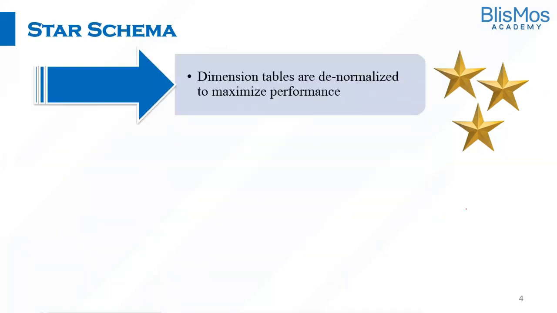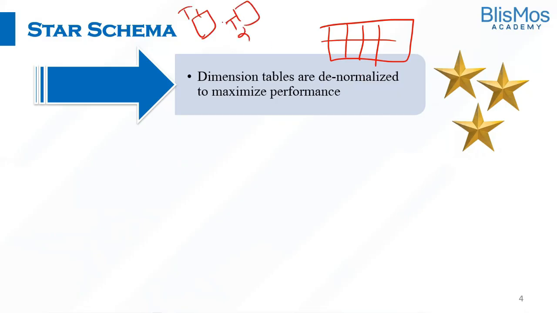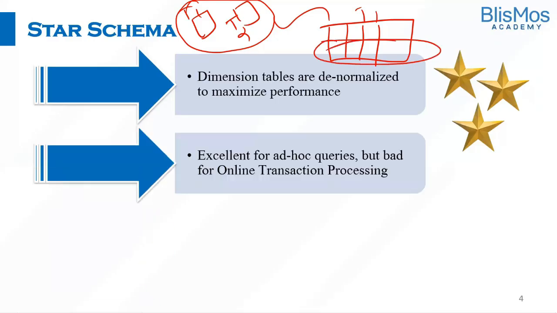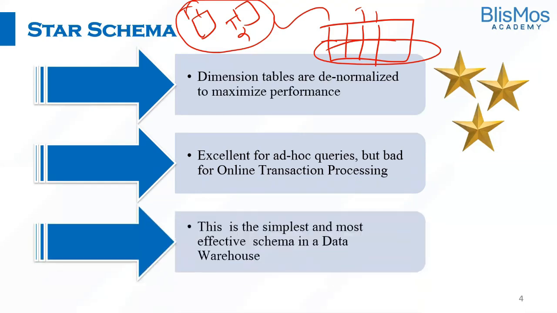In star schema, dimension tables are denormalized. How does denormalization maximize the performance? Because most of the data will be in the same place. If you remember, if you normalize, you have multiple tables, table 1, table 2. When you denormalize, maybe the data of these 4 tables will be in the same table. That will help the query to get the data in less time. Because the data is denormalized, it is awesome for ad hoc queries. On the other hand, it may not work out for transactional processing. The star schema is one of the simplest and most effective schemas in a data warehouse.